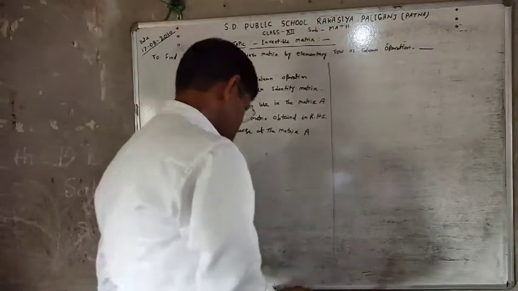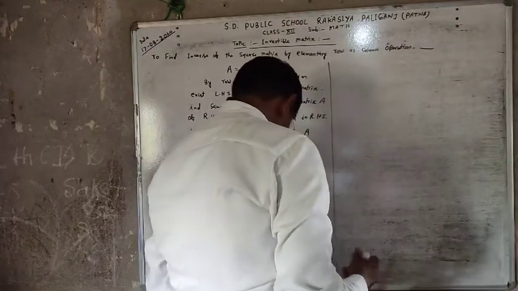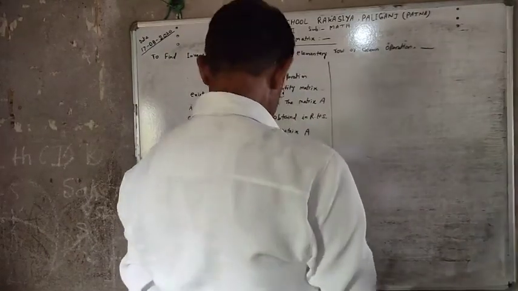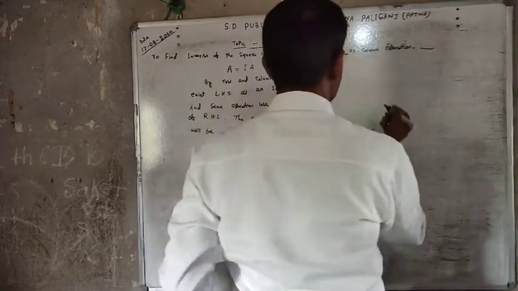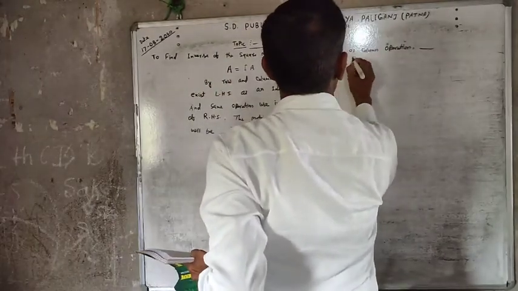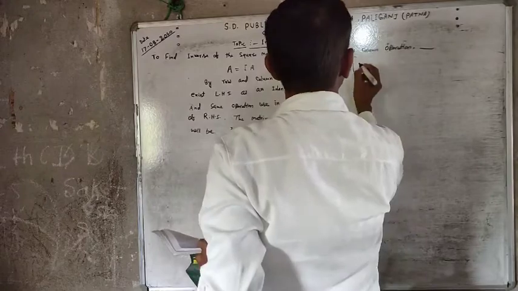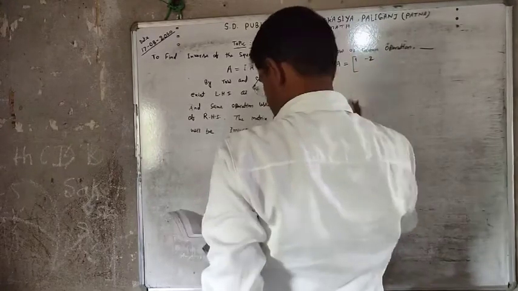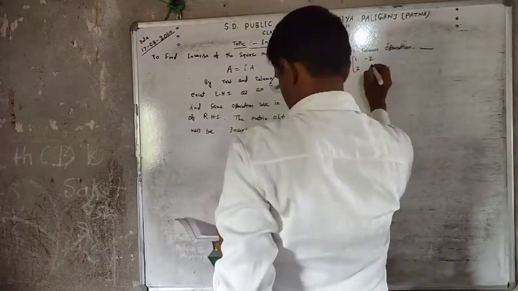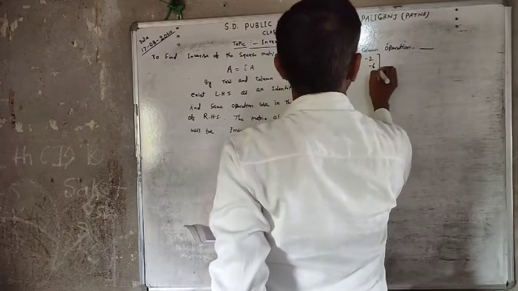Suppose we take an example on the row or column operation, and according to this we find the inverse of a square matrix. Suppose that A is a matrix of order 2 by 2 and its elements are 1, minus 2 and 2, minus 6.